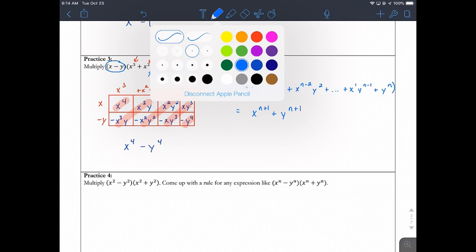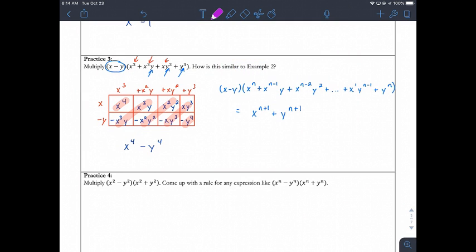So again, if we had a situation that had x to the 7th, this would make that 6, this would make this 5, and of course this would be 7 and 6 over here, and we did that, then our answer would be x to the 7 plus 1, which would be 8, plus y to the 7 plus 1, which would be 8. So very simple to figure out what the answer is going to be if you build a rule for it.